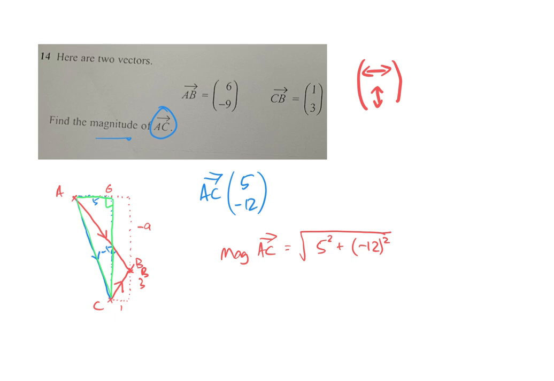Once I square it, it makes absolutely no difference, because what you've got then is 25 plus 144, which hopefully you've already spotted is a Pythagorean triple. That's going to go to 169, and when you square root that, you get the answer of 13. There's no units here, so 13 would be the answer for the magnitude of vector AC.